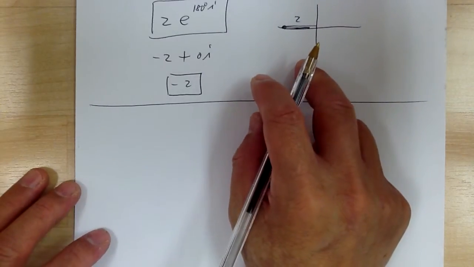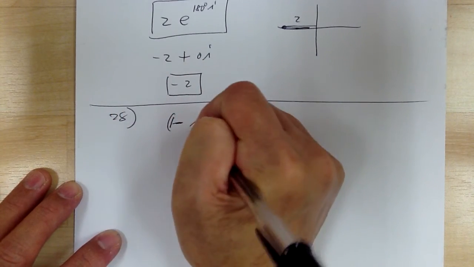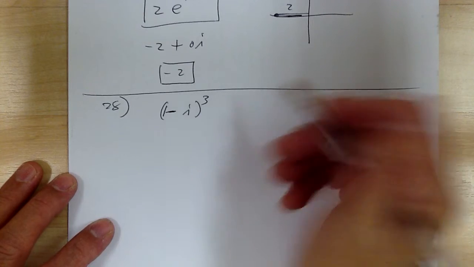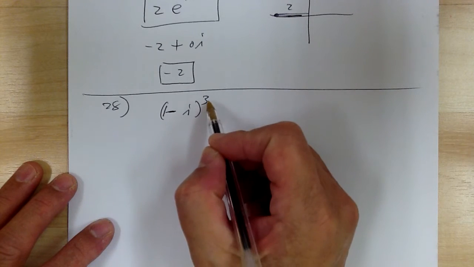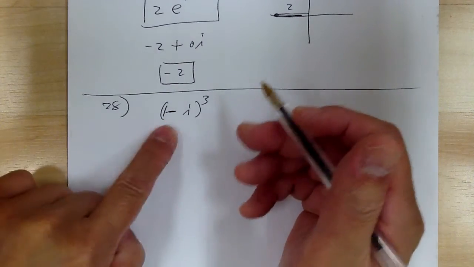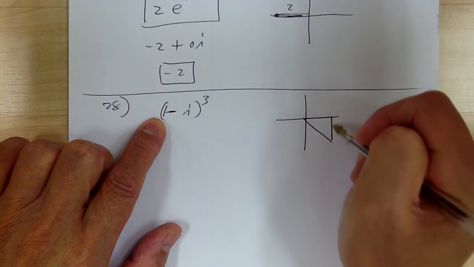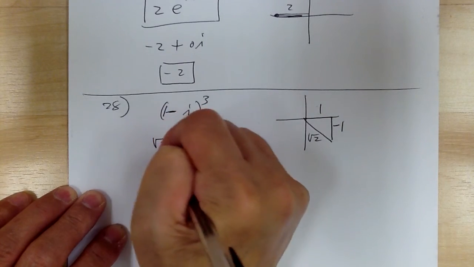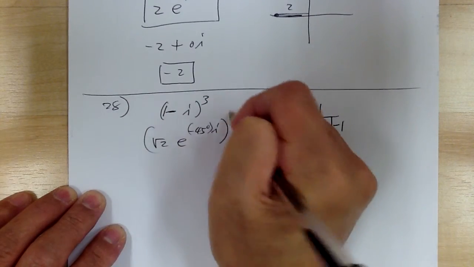And again, this is very powerful because if you go to number 28, you have 1 minus i to the 3rd power. Normally, you'd have to write it out 3 times and multiply. The reason polar form is so powerful is that, especially with a high exponent, it's very easy to do. So you can see how powerful the polar form is. You have 1, negative 1, so the modulus is square root of 2, so you get square root of 2 e to the negative 45 degrees i, to the 3rd power.